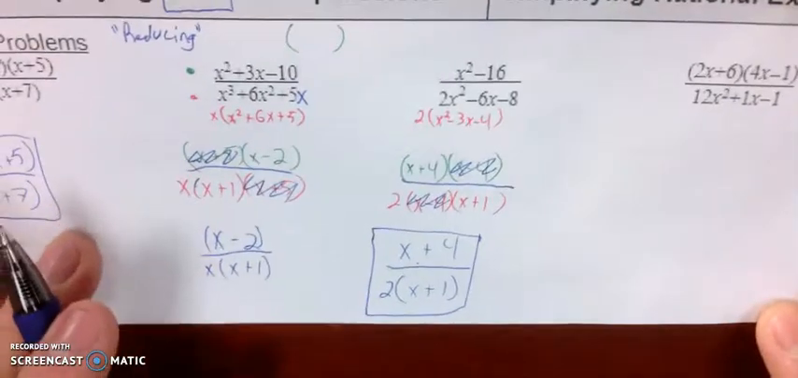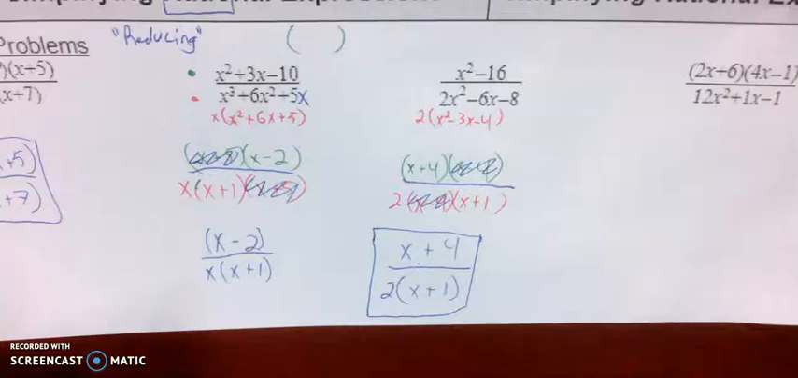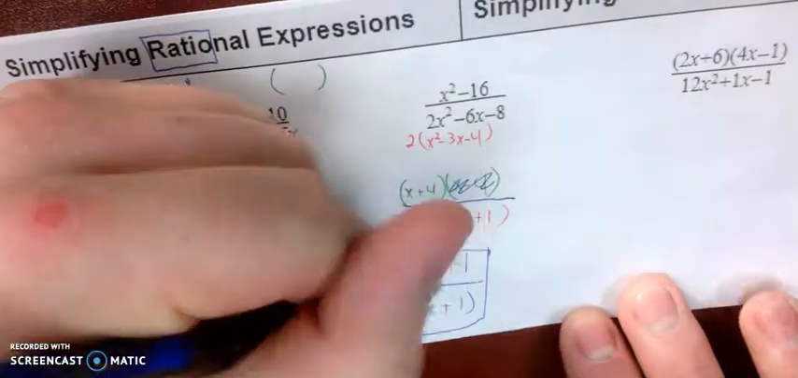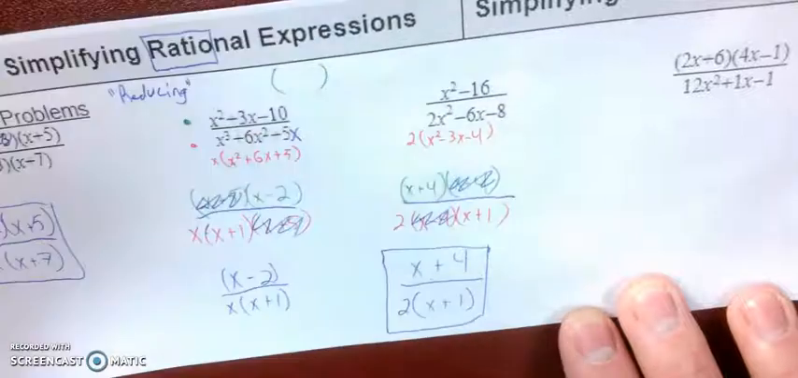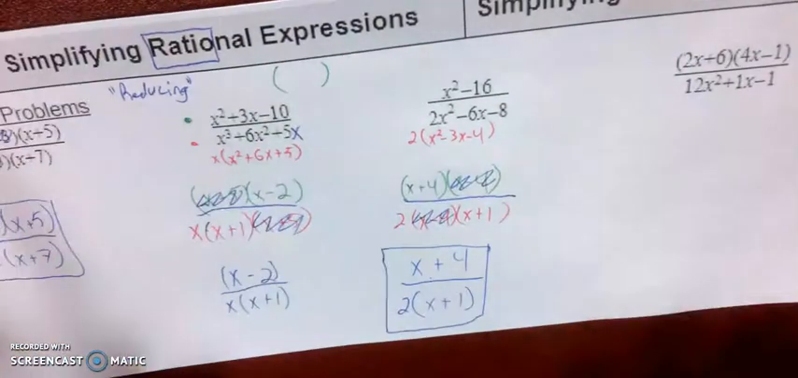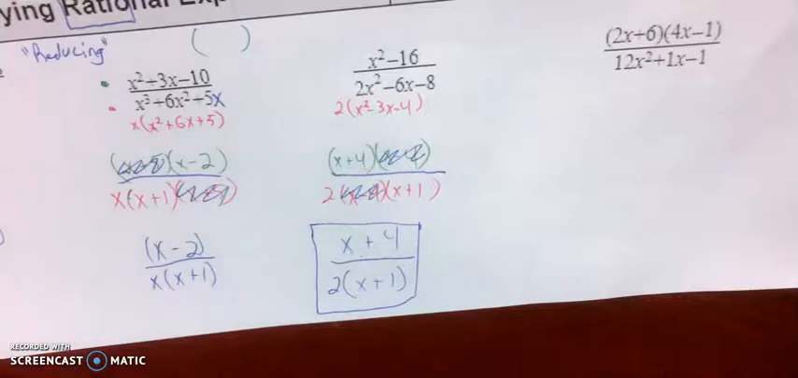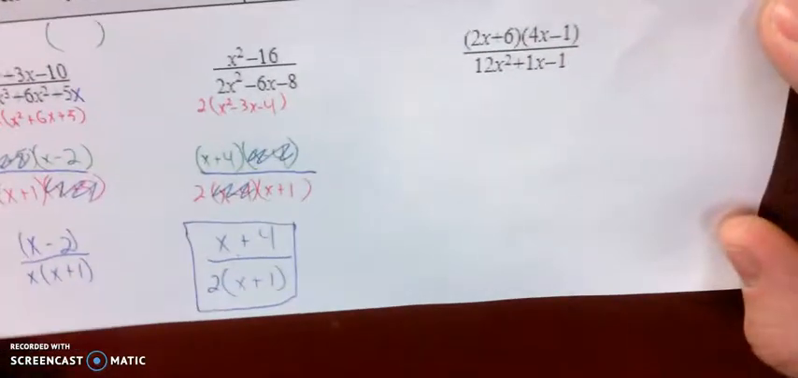And just as a reiteration, some of you might be tempted to do this, but you cannot. You cannot cancel those x's. Those are individual terms. You cannot cancel and reduce that 4 with that 2. Those are individual terms. That is illegal. Cannot be done. All right, last and final one.